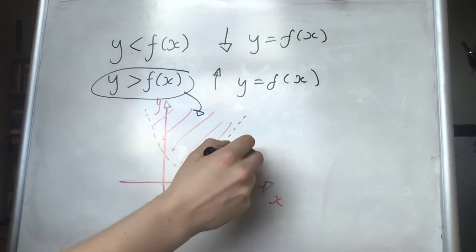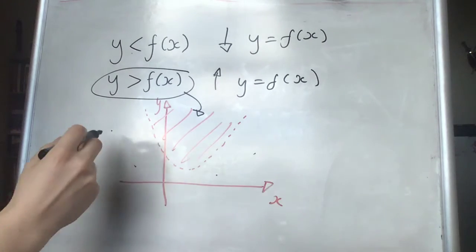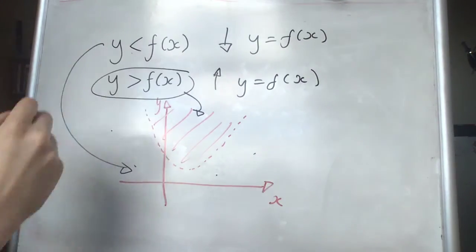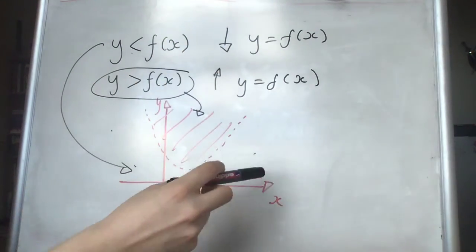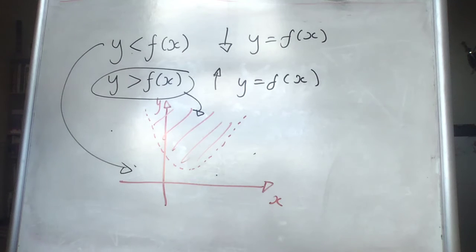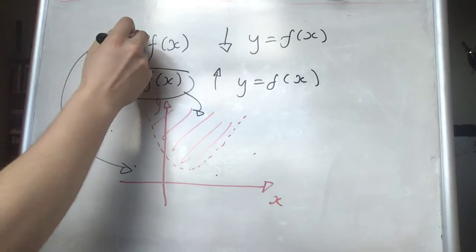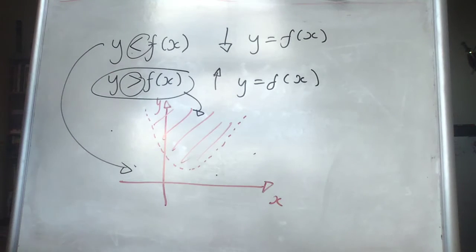Whereas all these points down here below the line satisfy the inequality y is less than f of x, because all of these points are below the line y equals f of x. Now, the other question is, why did I use a dotted line here? So this satisfies situations where it's less than or greater than.